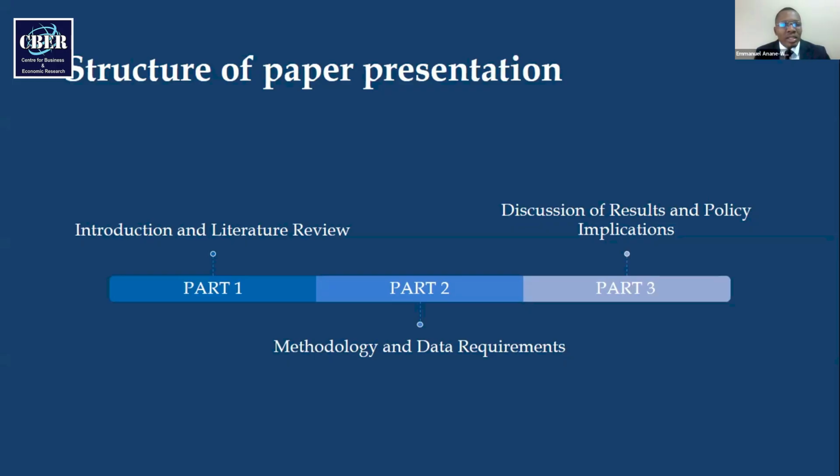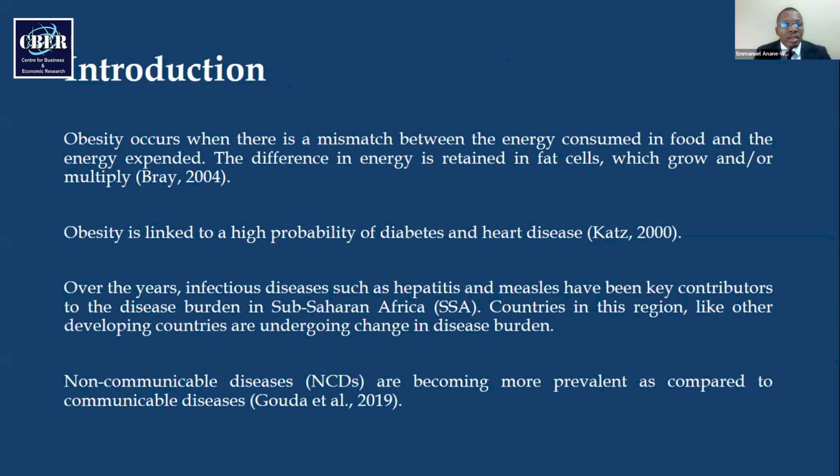Now, when we say obesity, what is it? According to BRAE 2000, it is defined as an event or occurrence when there is a mismatch between the energy that is consumed in food and the energy expended. So there is always a difference in energy, and this is retained in fat cells which grow and or multiply. In terms of measurement, the World Health Organization says that if an individual has a body mass index, that is BMI, of 30 kilograms per square meter and above, that individual will be described as obese.